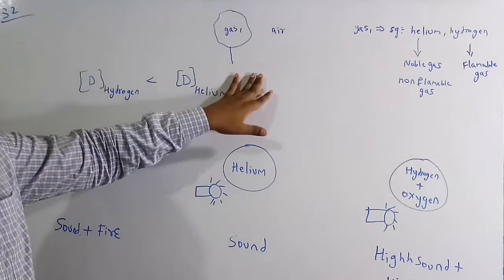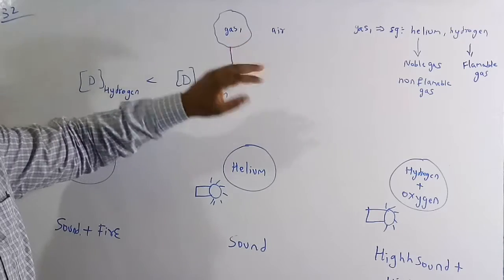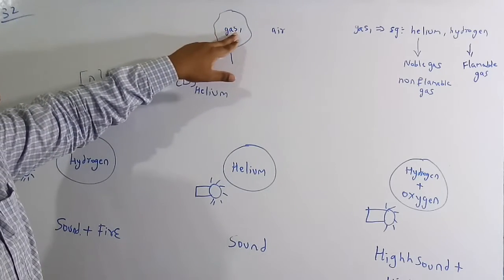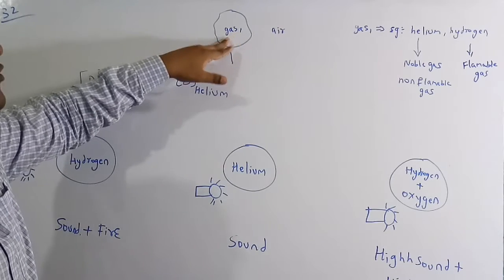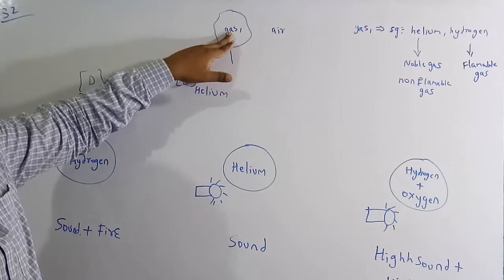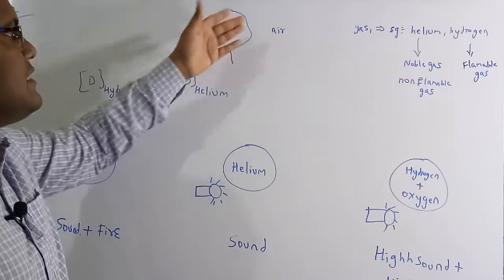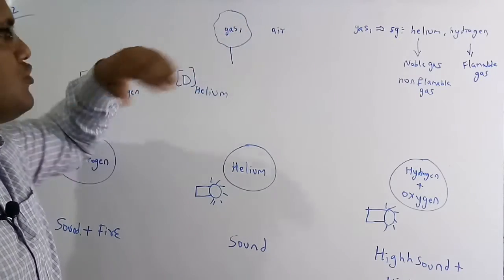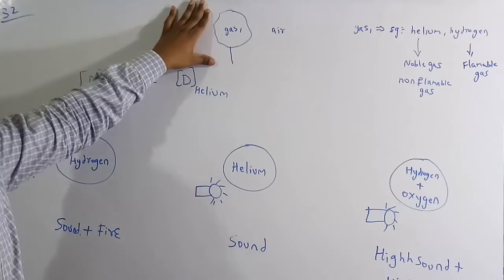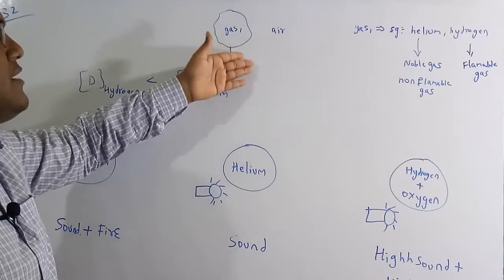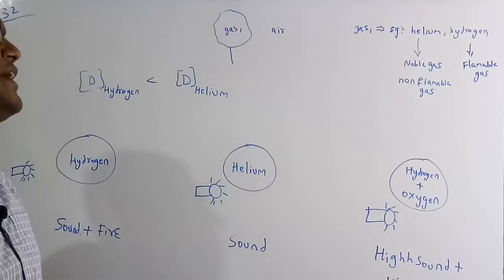So now we'll discuss some of the important facts of the balloon and the gases. Suppose this is a balloon. In this I am going to fill a gas, let me call it gas 1. If the density of the gas inside the balloon is lesser than the atmospheric air, then this balloon is going to move upward. Only then is this balloon going to move in the upward direction.